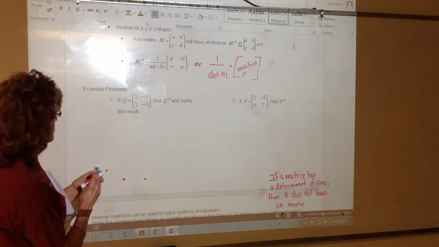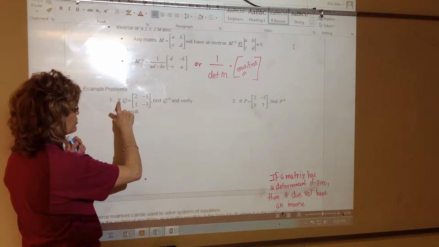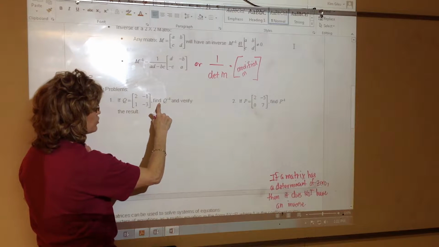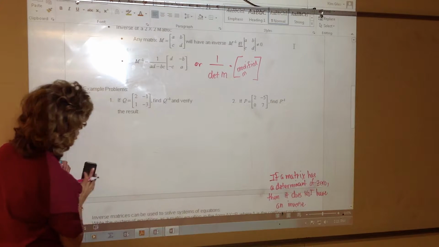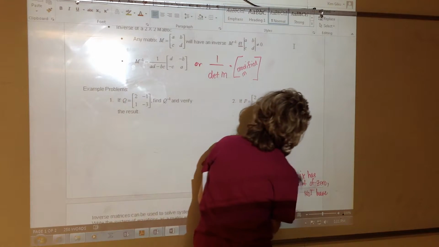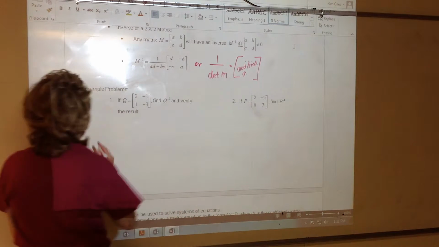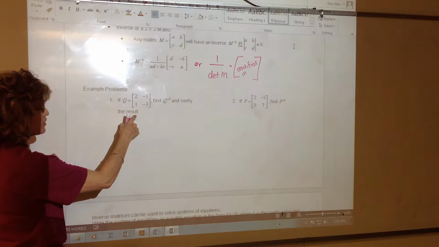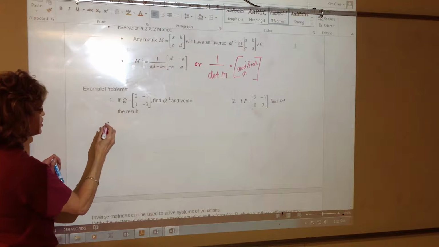So, example. If Q is equal to this, find Q inverse, and furthermore, verify that you found it. So first, the very first thing that we've got to do is find the determinant of Q.